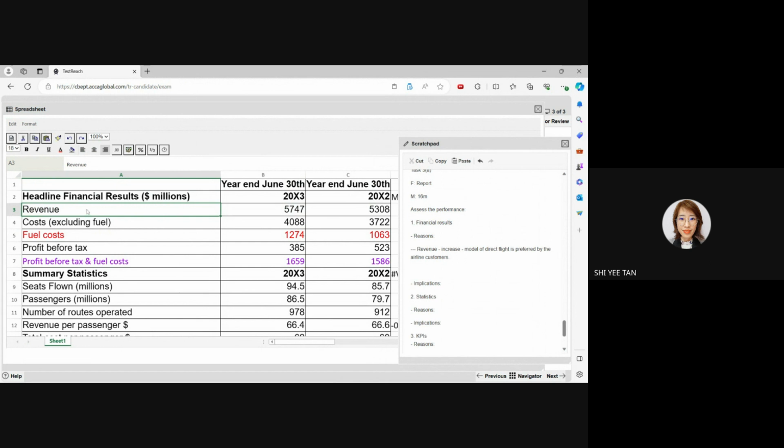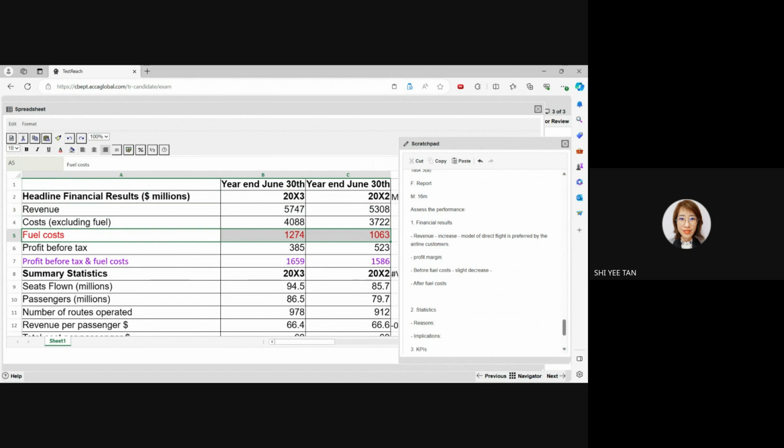Then what else do we see? We see the cost is increasing. Fuel cost very much increase. You can comment about the margin, the profit margin. Profit margin, I myself separate into two: before fuel cost and after fuel cost. So before fuel cost, we have a slight decrease.